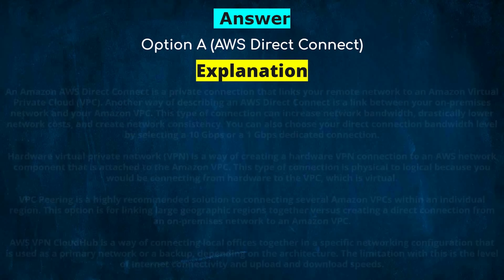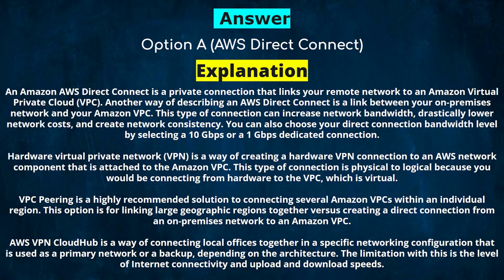Explanation. An AWS Direct Connect is a private connection that links your remote network to an Amazon Virtual Private Cloud, VPC. Another way of describing an AWS Direct Connect is a link between your on-premises network and your Amazon VPC. This type of connection can increase network bandwidth, drastically lower network cost, and create network consistency. You can also choose your direct connection bandwidth level by selecting a 10 Gbps or a 1 Gbps dedicated connection.